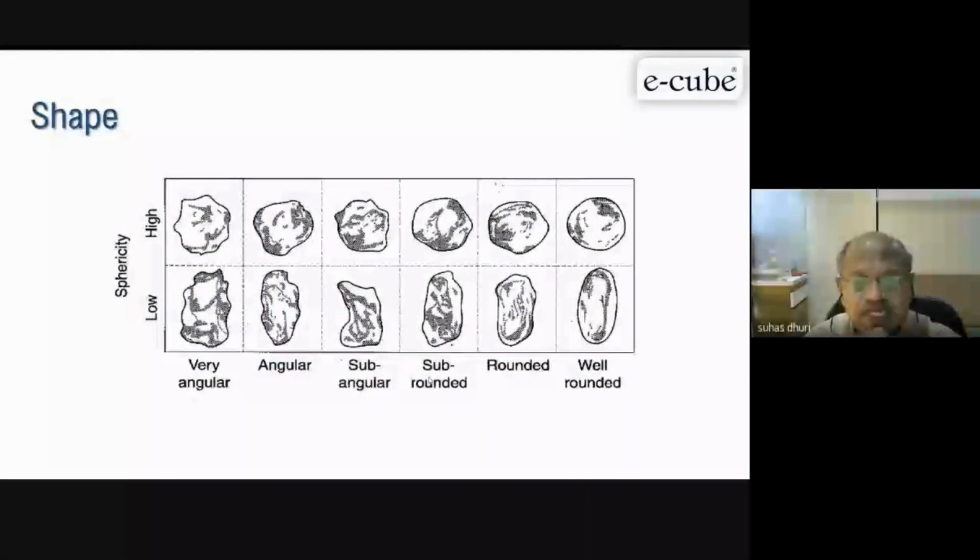This is about sphericity: what you can call very angular. This is what we are looking for in the aggregate. Generally, crushed stone will come in this nature, so the desirable shape is this. But even with shapes like this, we can design a concrete. We cannot reject the material based only on shape. Then you'll have to make adjustments in the mix design.